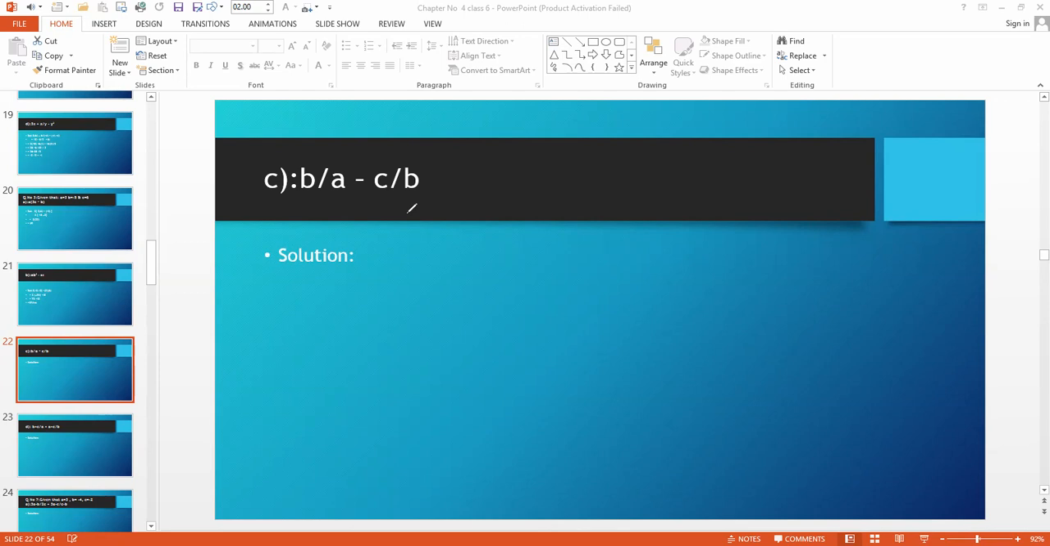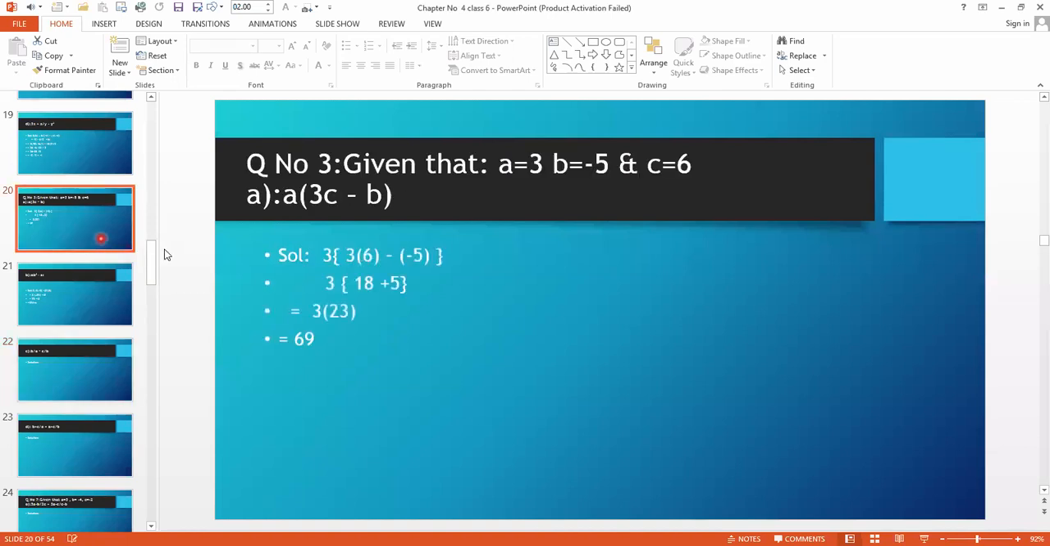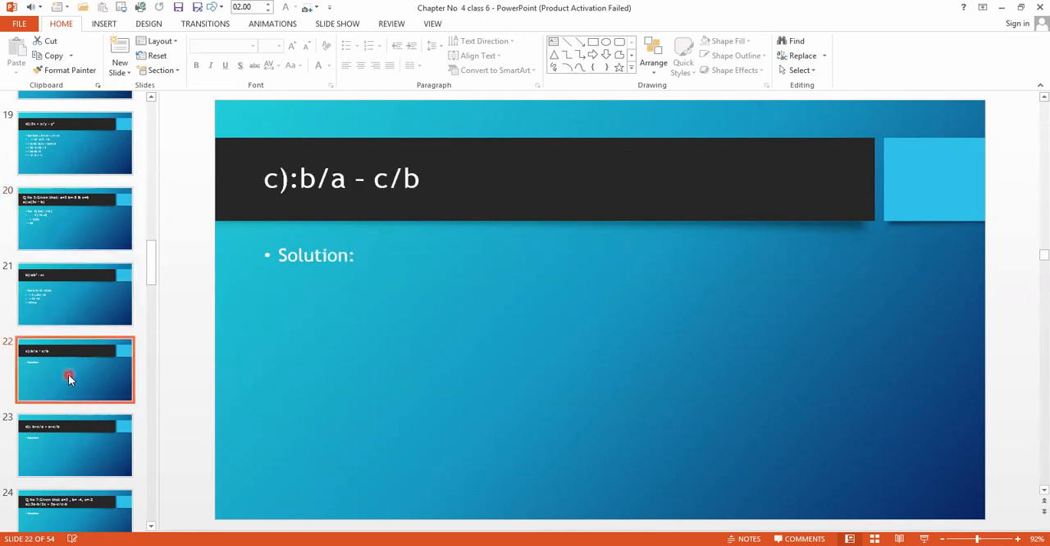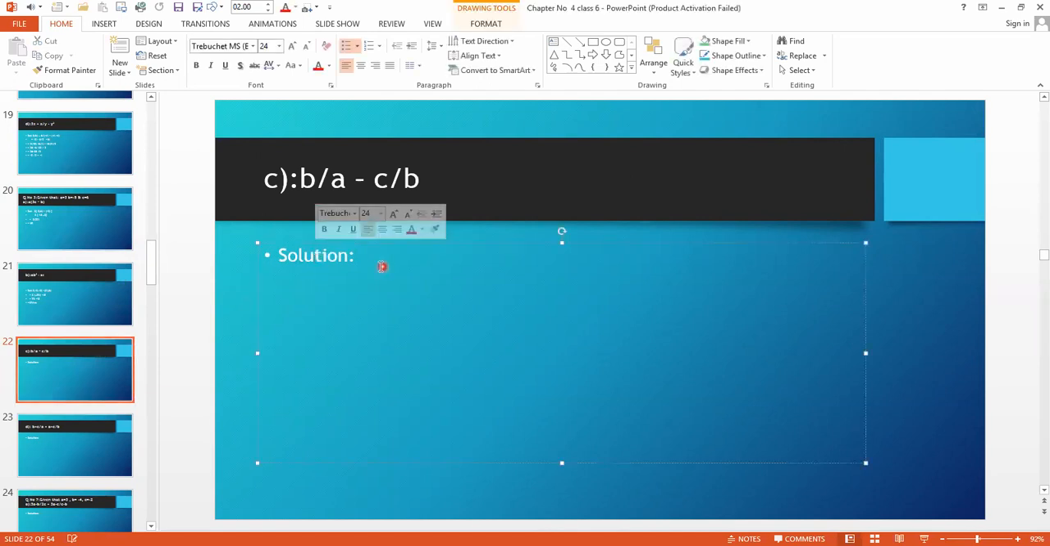And as all of you already know, in this question the values of B, A and C are already given. Wait, I just have to show all these values to you. Look at this. A is equal to 3, B is equal to minus 5, and C is equal to 6. These are the values, and we have to substitute them here in part C.